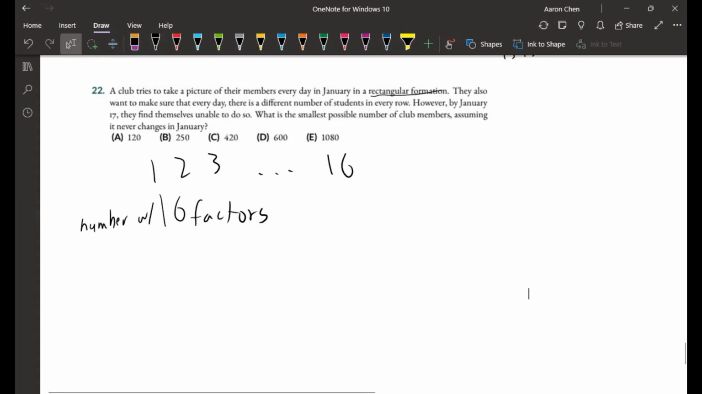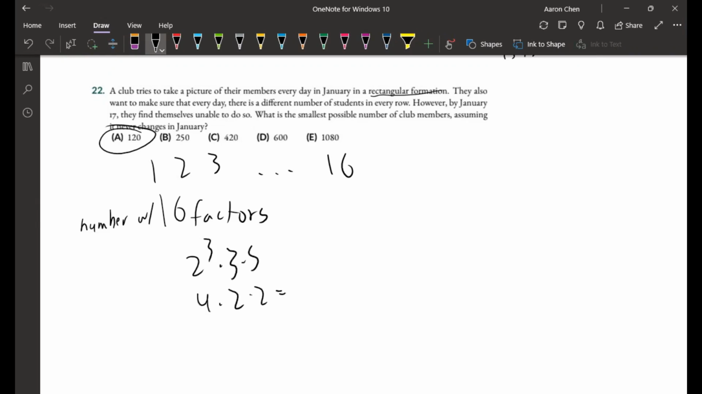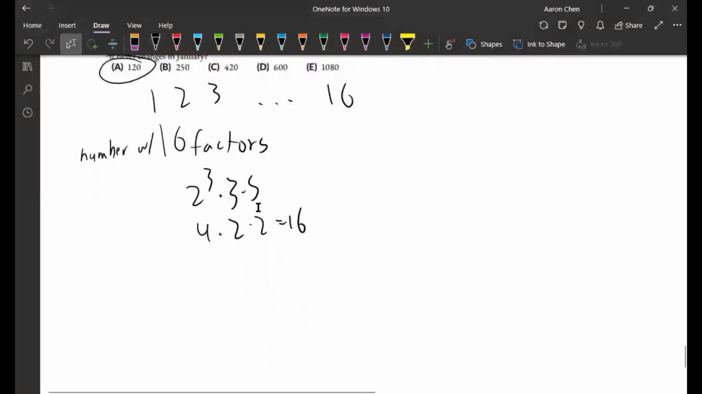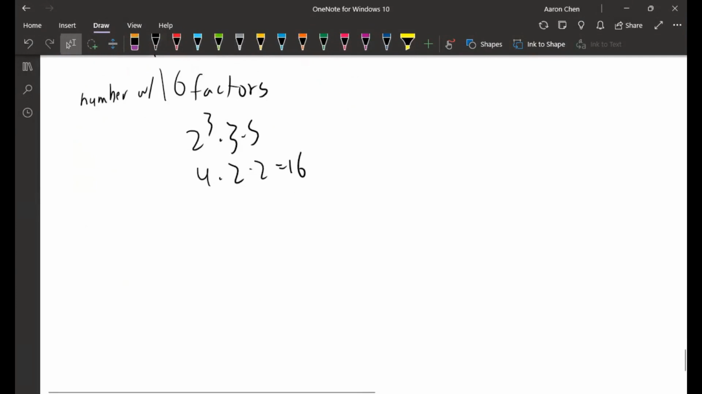And so basically, the choices were very kind, and the answer is A, and that's 2 cubed times 3 times 5. This is 4 times 2 times 2, which is 16. And yeah, the choices were pretty kind for this one. So yeah, 22, the answer is A.